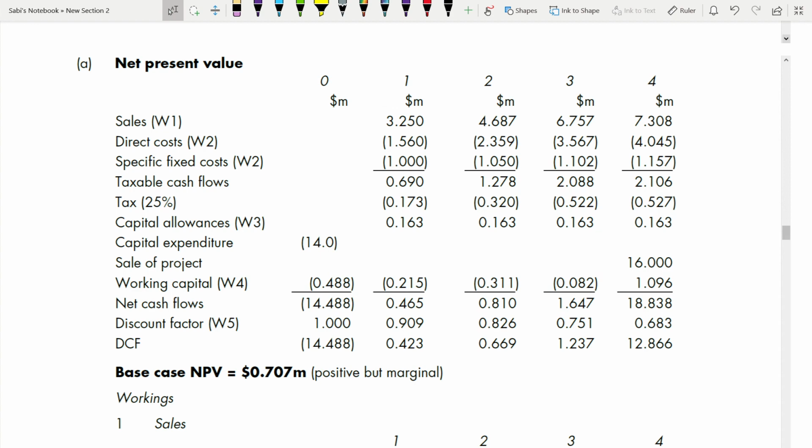Then when you finally attempt a question on adjusted present value, speed will come to you. You will know exactly what the steps required are, what is next, what is next, what is next. It will finally lead to your answer.